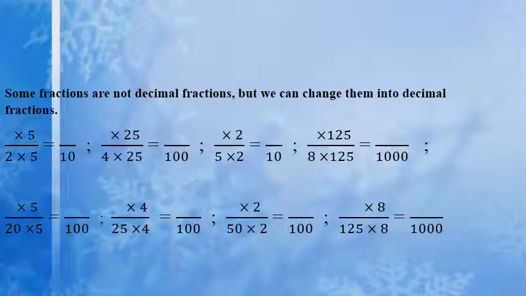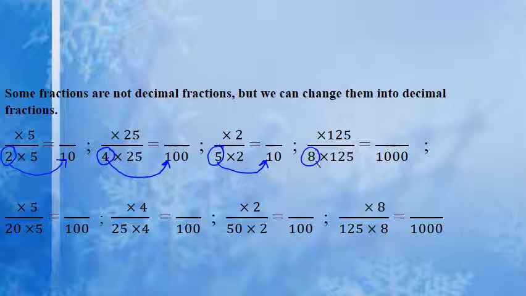There are some fractions that are not decimals, but we can change them into decimal fractions. For example, any fraction having a denominator 2 can be changed into 10. How? We multiply it by 5. In a fraction, if we multiply the denominator, we should multiply the numerator. So we multiply the numerator by 5, then we get a decimal fraction. If the denominator is 4, 4 is changed into 100 by multiplying by 25. Denominator 5 is changed into 10. We multiply by 2 up and down.